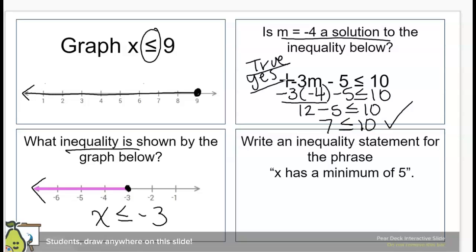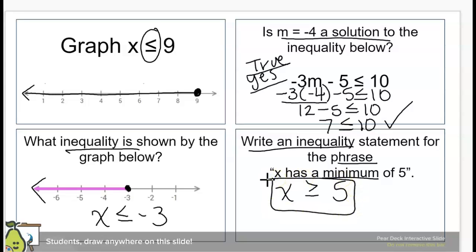This next one says, write an inequality statement for this phrase. X has a minimum of 5. Well, minimum of 5. So that's one of those key words. Hopefully you remember from when we did our vocabulary. A minimum of 5. Hopefully you remember that that means that the smallest number is going to be 5, which means x has to be greater than or equal to 5. So like at a table, if I said I need a minimum of 5 students at this table, that means I need 5 or greater. So x is greater than or equal to 5.